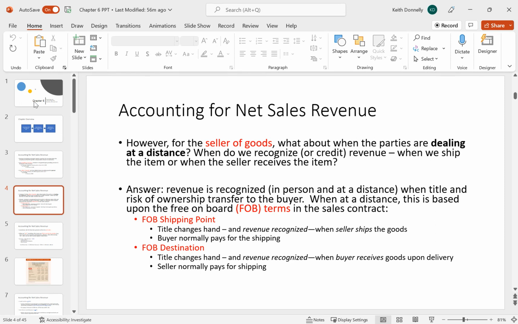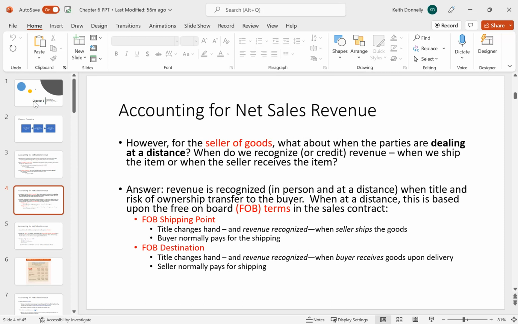Basically, in accounting under GAAP, we recognize revenue when we earn it. When we're selling goods, we earn it when we give it to them and title transfers. When we're at a distance, title transfers based on the FOB terms. FOB shipping point: when we ship the thing, we recognize revenue. FOB destination: the contract could state that instead, and when we ship it plus it's delivered, we recognize the revenue.